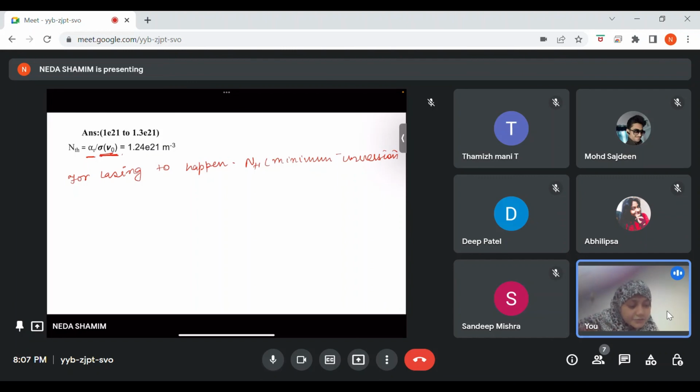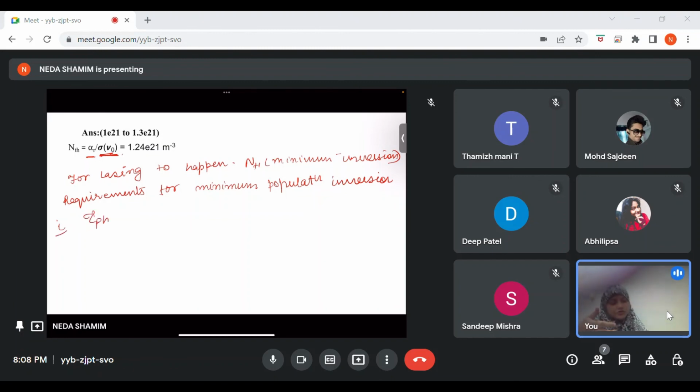And what are the requirements for threshold inversion? What are the requirements for minimum population inversion? From all these things, what did you learn? That is number one. We talked about the photon lifetime. This T photon should be as long as possible. This is one thing.